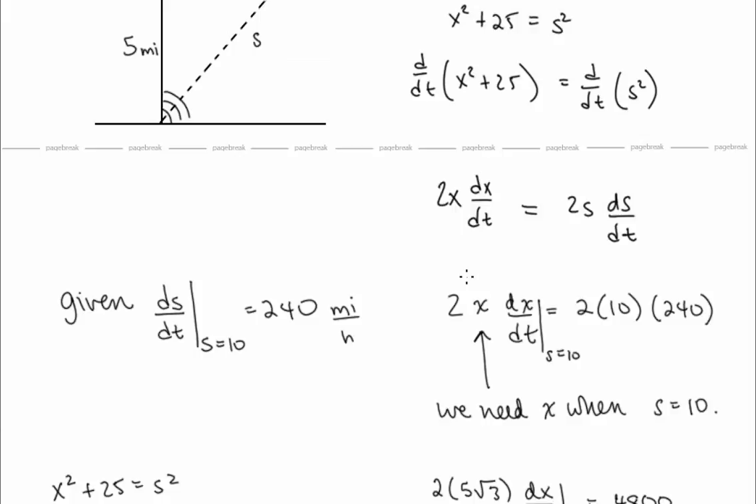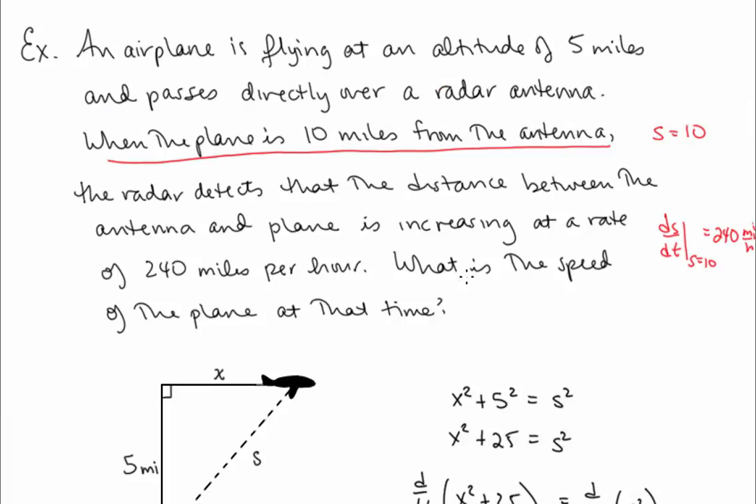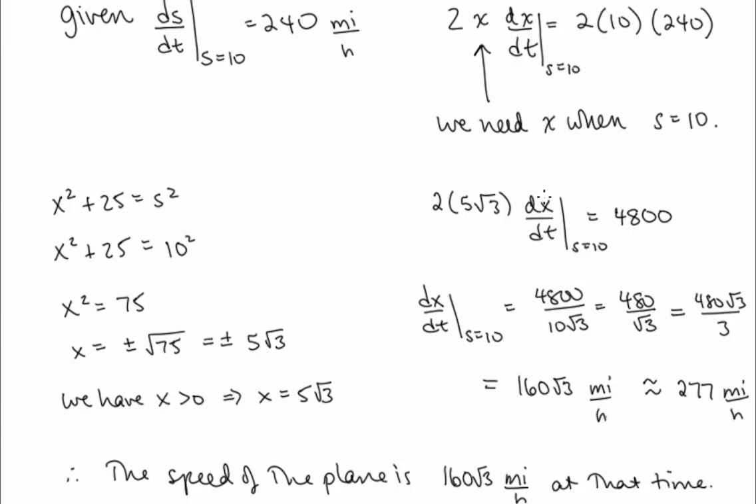Now, what are we asked to find? We're asked to find the speed of the plane at that time. That's going to be dx/dt when s is equal to 10. We want the horizontal rate of change here, the speed of the plane at that time. So we solve for dx/dt when s is equal to 10, and we get 160 radical 3 miles per hour. And if you're curious approximately what that is, it's approximately 277 miles per hour.